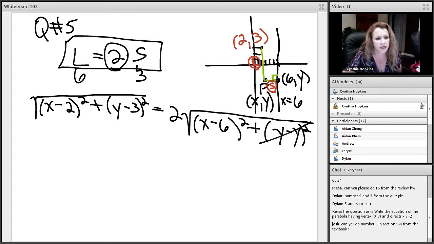Okay, my next step is to get rid of my radicals by squaring both sides. And on this right side, of course, I have to square that 2 too.